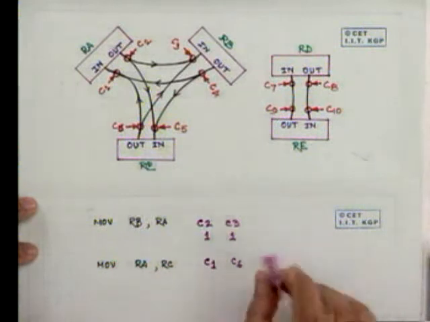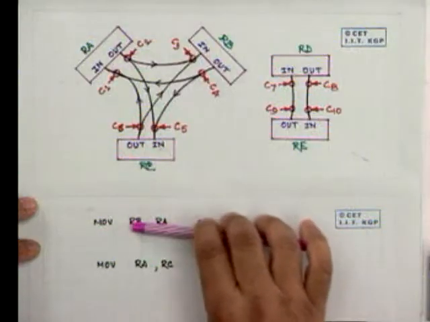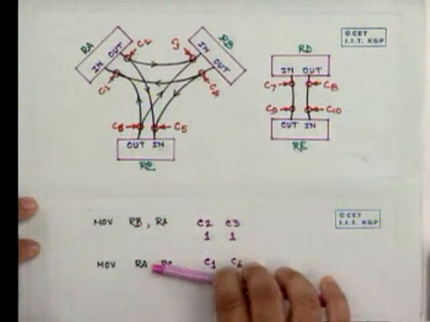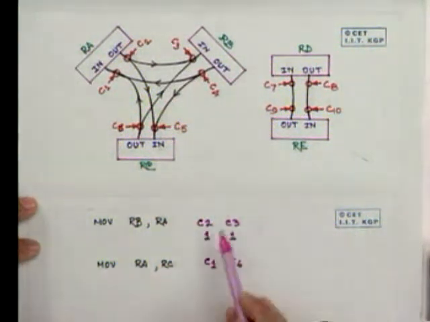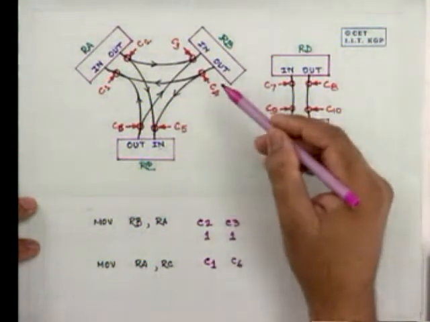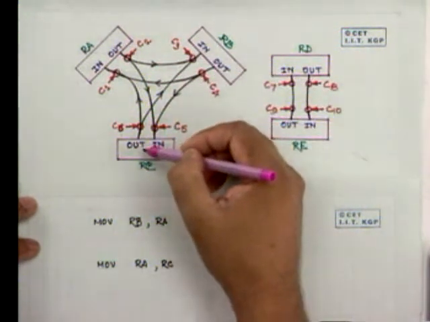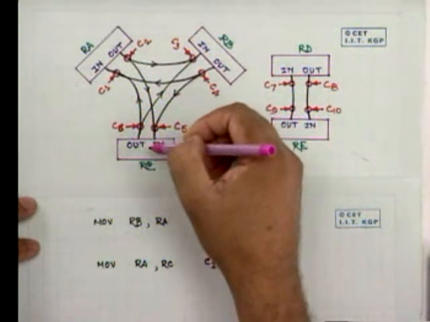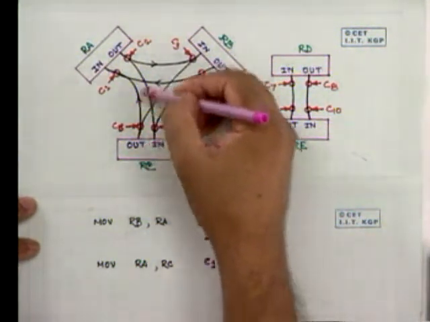Now, if we want to sequence, that means if we want to execute these two instructions one after the other, that means move RA to RB, then move RC to RA, in that case we'll have to first open the gates C3, C2, then open the gates C6, C1. In that case, the content of RA will be transferred to RB first, and then the content of RC will be transferred to RA.